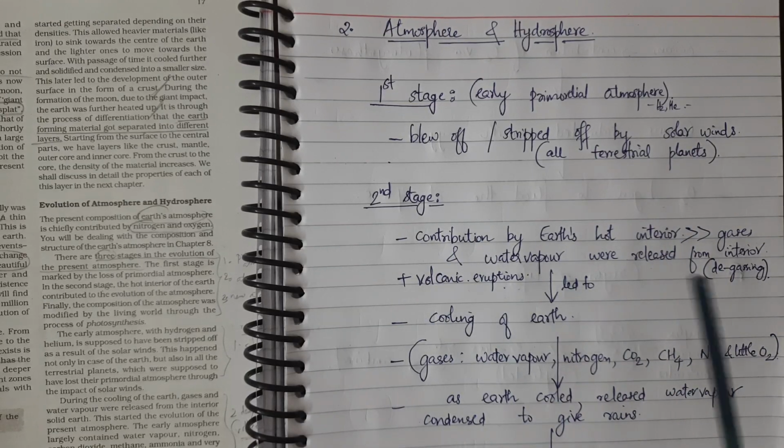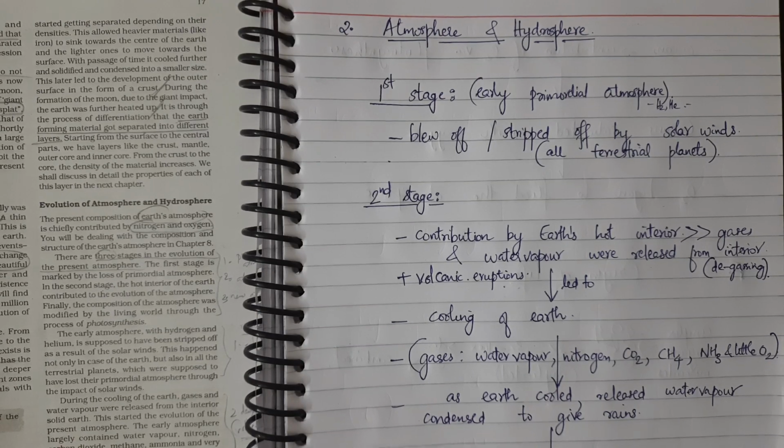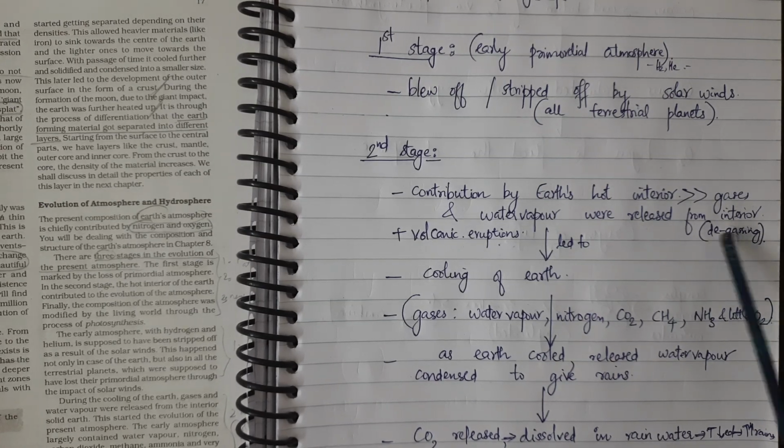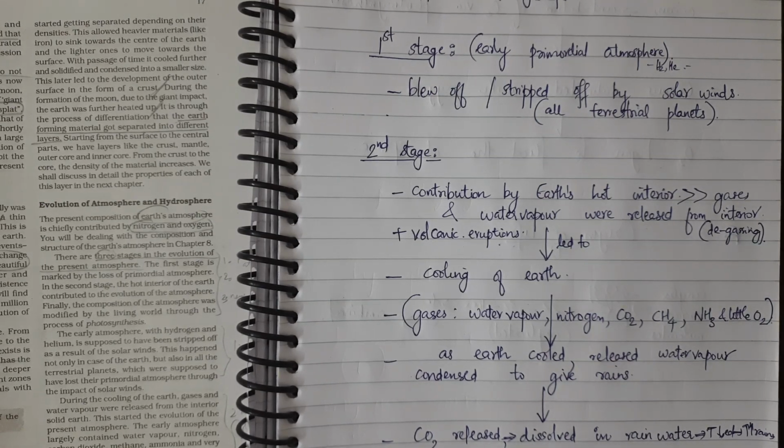The second stage comes, where the Earth interior had a lot of gases. The Earth's interior started releasing these gases, and these gases include water vapor, nitrogen, carbon dioxide, methane, ammonia, and a little bit of oxygen. As these gases started coming out from the interior, this process was called degassing. So the Earth began to cool. The Earth began to get cooler.